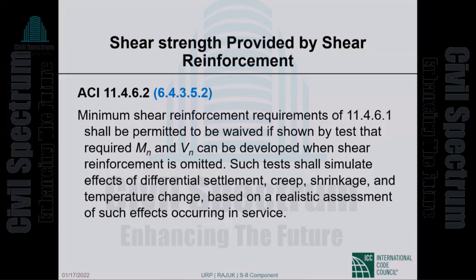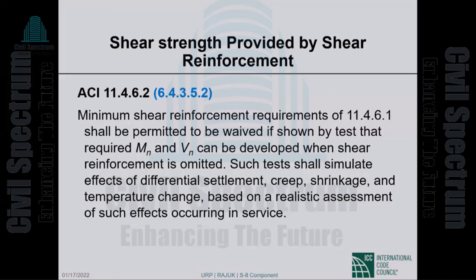I remember, it has been a while. Anyway, a client came to me. He wanted to get this exemption. And should I come out, observe the test, and certify that the second part has been satisfied. Such tests simulate effects of differential settlement, creep, shrinkage, temperature change based on realistic assessment of such effects occurring in service. It probably can be done.